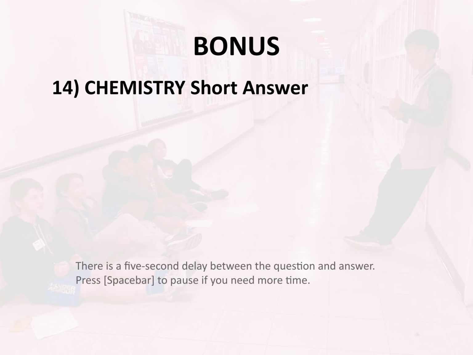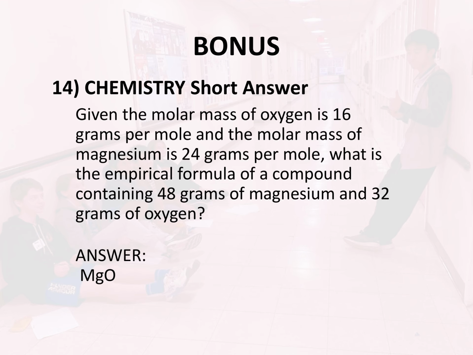Bonus 14. Chemistry. Short answer. Given the molar mass of oxygen is 16 grams per mole and the molar mass of magnesium is 24 grams per mole, what is the empirical formula of a compound containing 48 grams of magnesium and 32 grams of oxygen? Answer: MgO.